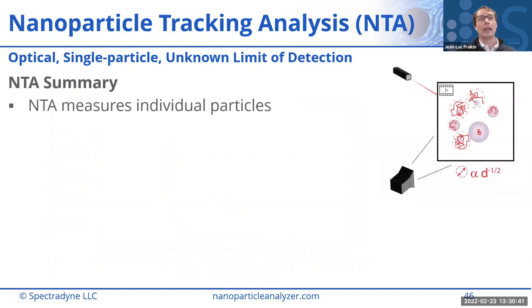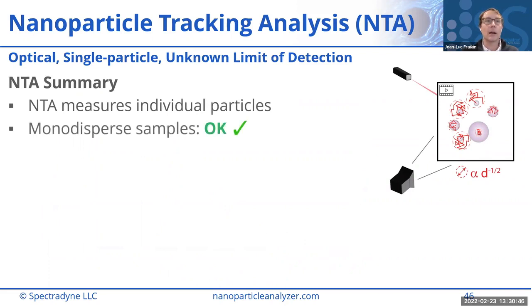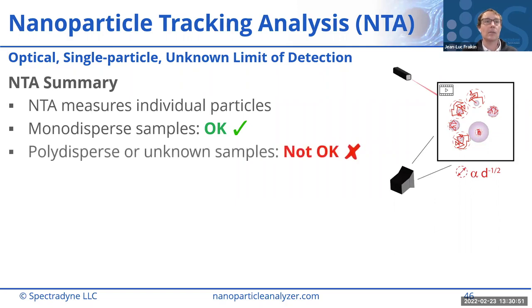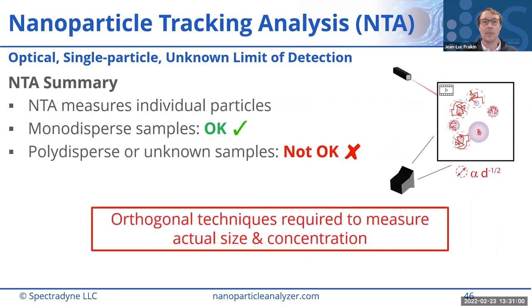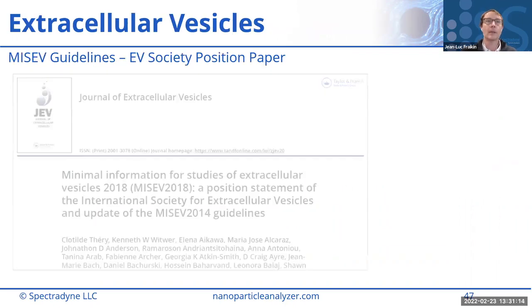So for NTA, to summarize, NTA is measuring individual particles, which is great. And that works well for monodispersed samples, as we demonstrated, right? But as we also demonstrated, for polydispersed or unknown samples, this can be a problem because the small particles are obscured by the bigger ones in the sample. This just brings it back to the same message, which is that it's important to look with different perspectives at your sample to give confidence about what's really going on in the sample.